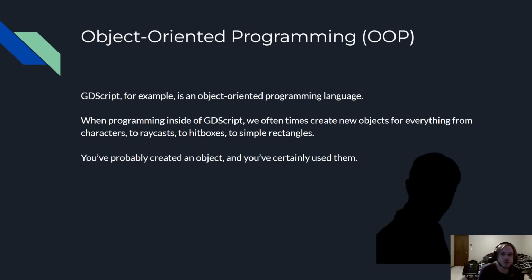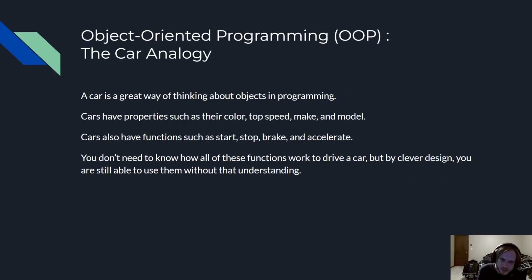GDScript, for example, is an object-oriented programming language. When programming inside of GDScript, we oftentimes create new objects for everything from characters to raycasts to hitboxes to simple rectangles. You've probably created an object and you've certainly used them. You just might not be aware of it.